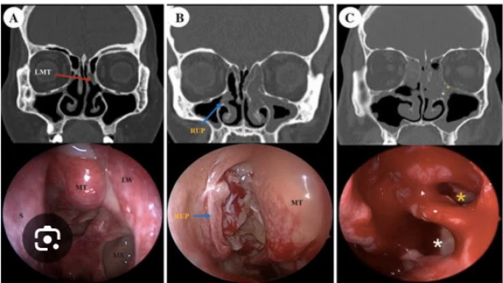Kuhn type 1, K1 cell: single cell above an agger nasi cell. Kuhn type 2, K2 cell: 2 or more cells above and directly behind an agger nasi cell. Kuhn type 3, K3 cell: single large cell above an agger nasi cell, pneumatized into the frontal sinus, less than 50% of the height of the frontal sinus. Kuhn type 4, K4 cell: single large cell above an agger nasi cell, pneumatized into the frontal sinus, greater than 50% of the height of the frontal sinus.